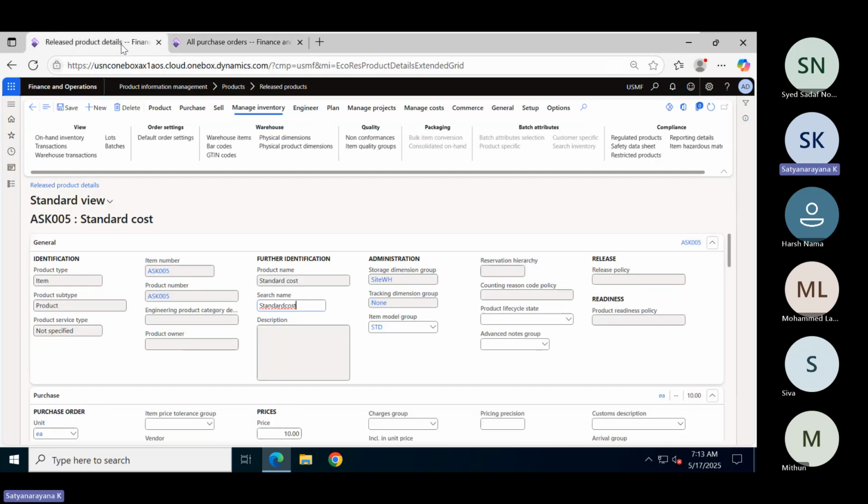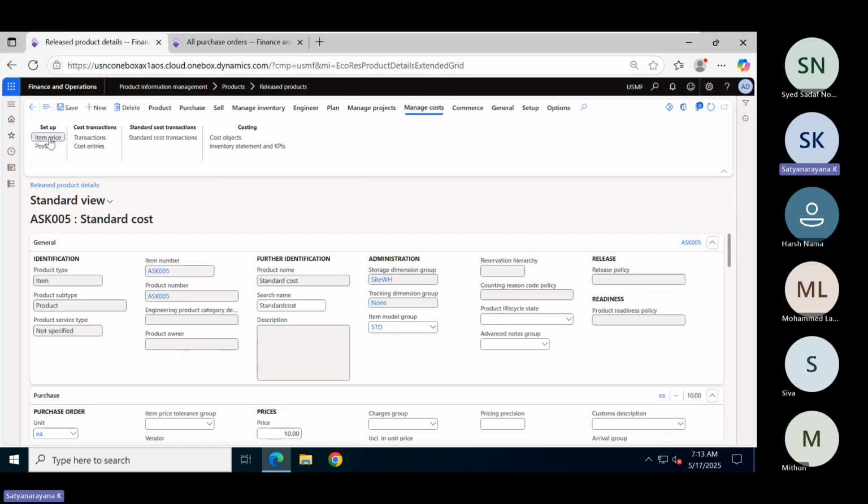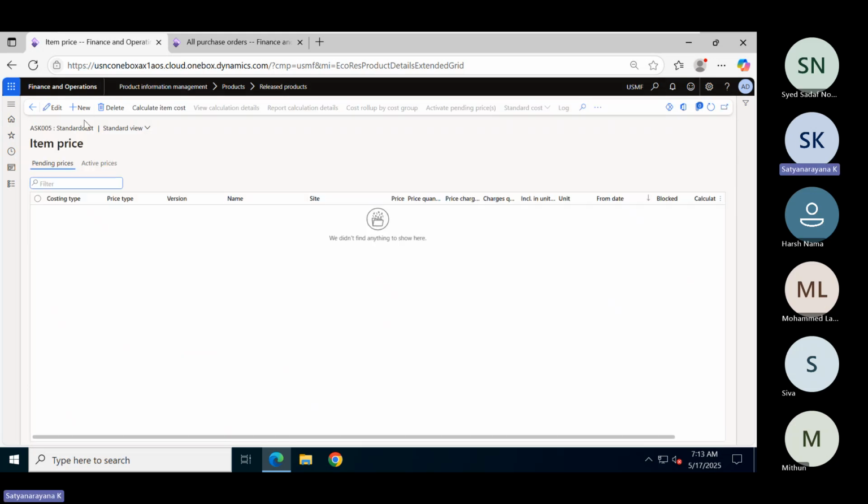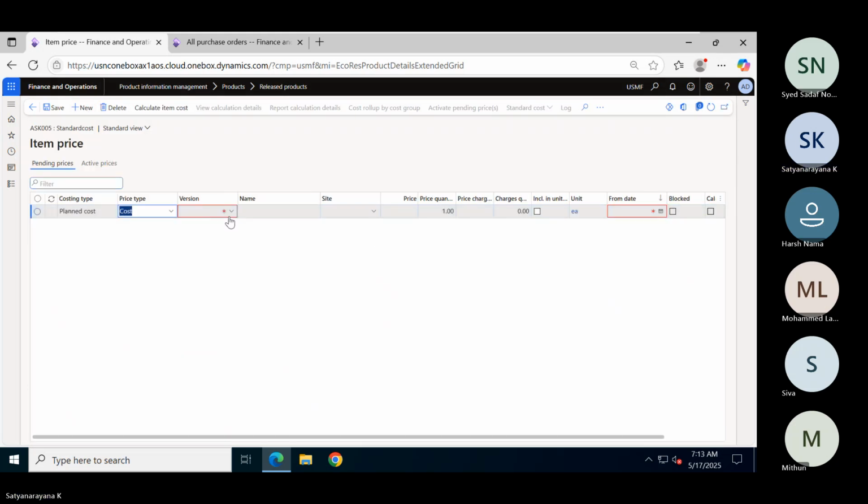Now we need to go to manage costs, item price. Click on new, costing version. You need to select the site and purchase price. I'm entering $10. Purchase price $10. I'm activating. This is a big subject. You are going to learn a lot.